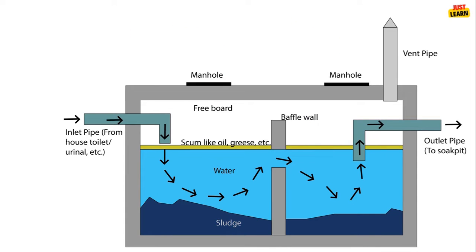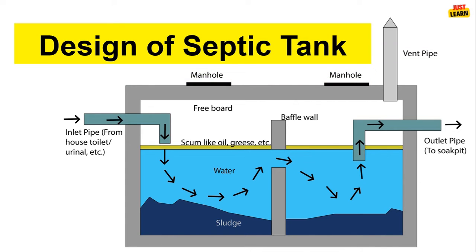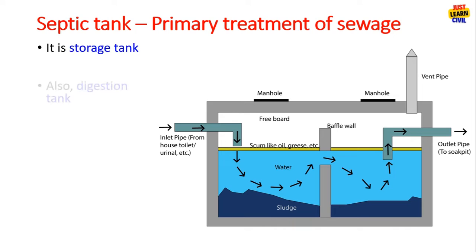In this tutorial, we will learn about the design of septic tank. Septic tank is a storage tank as well as the digestion tank. Here, anaerobic digestion takes place in the tank. Anaerobic digestion is done by the anaerobic bacteria which acts in the absence of oxygen. That is, in this septic tank, there is no presence of oxygen.